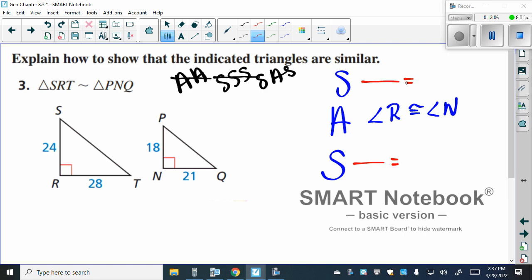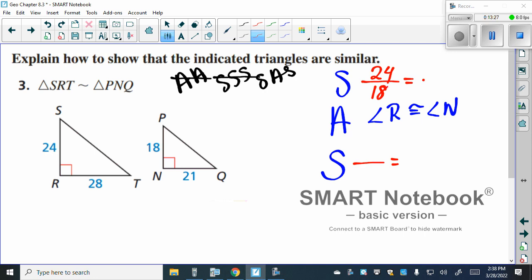So we have side lengths at 24 and 28, 18 and 21. Which one do we want to use first? 24? So 24. Now its corresponding side would be 18, because 24 is the smaller on its triangle, 18 is the smaller on its.